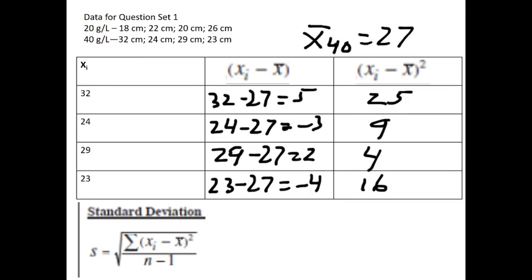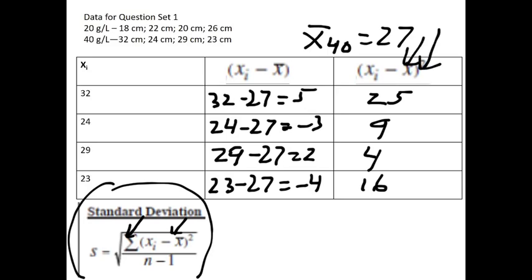Alright, so now that we have our chart filled in, we need to take a look at our formula and calculate the actual standard deviation. So we want to find the summation of quantity xi minus x bar squared. That means take this final column here, xi minus x bar squared, and add up all those values. So that's 25 plus 9 plus 4 plus 16. When you add those up, that gives you 54. So that is the summation of xi minus x bar squared.